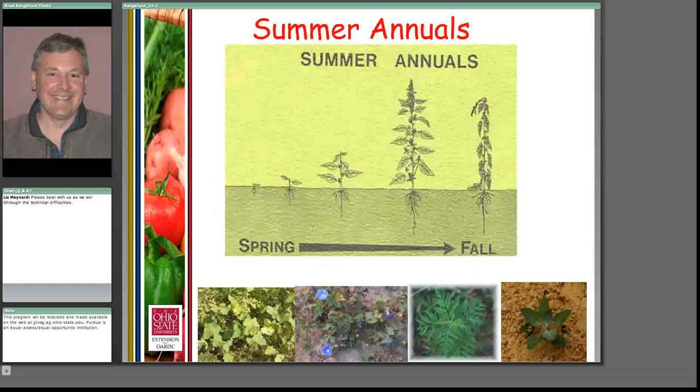Some of our summer annuals, the morning glories, the cockleburs, the lamb's quarters, the ragweeds, we would start controlling those in the spring. Now, we're talking tunnels here, so what does a tunnel do? It actually enhances our spring season. Spring usually comes in April for us. We're looking at maybe controlling some of these weeds at least 4 to 6 weeks earlier.